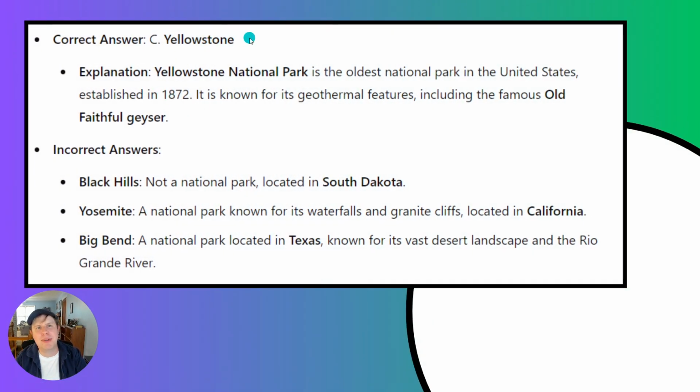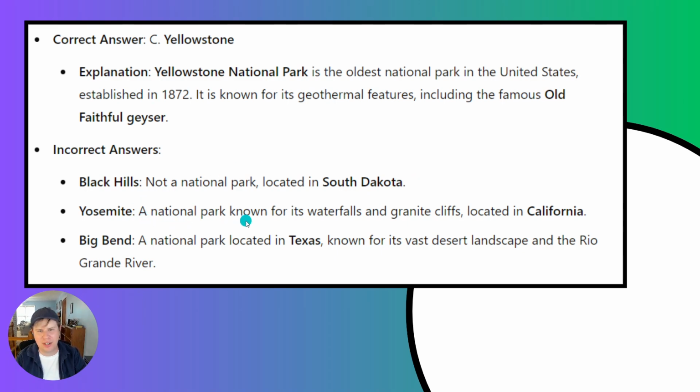The correct answer is going to be C, Yellowstone. Yellowstone National Park is the oldest national park in the United States, established in 1872. It is known for its geothermal features, including the famous Old Faithful geyser. Some incorrect answers. Black Hills is not a national park, which I mentioned incorrectly. It is located in South Dakota.